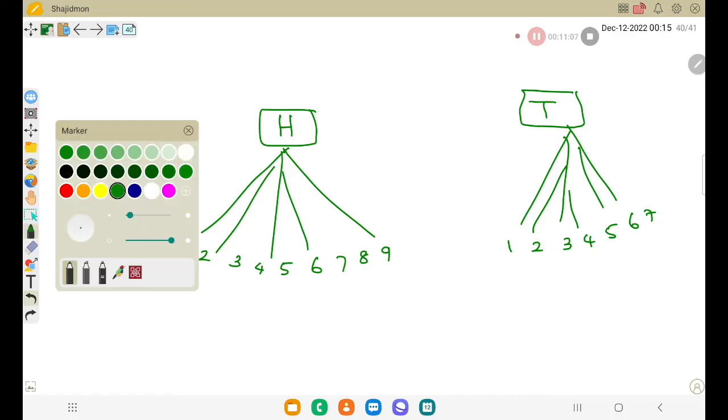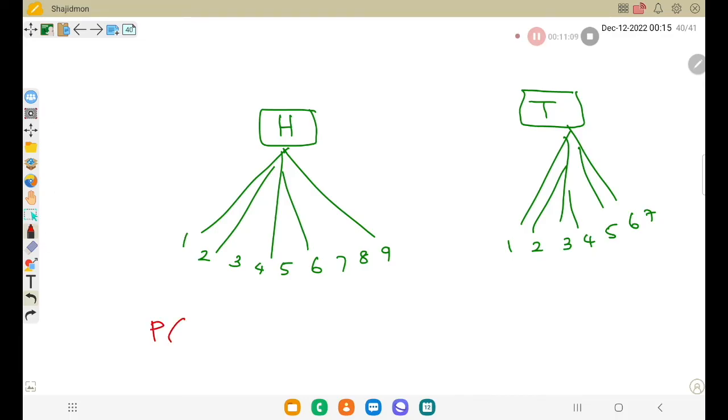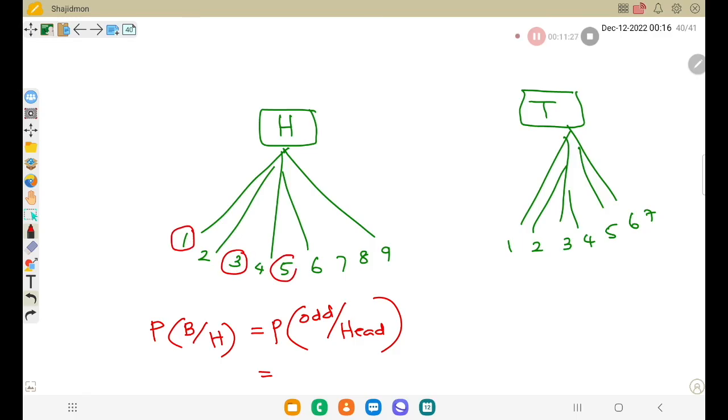Now, first we need to calculate probability of B given H. That means the probability of an odd number given head, correct? Given that head occurred, how many odd numbers are there when head occurs? 1 is an odd number, 3, 5, 7 and 9, correct? So how many numbers? 1, 2, 3, 4, 5. Totally how many numbers are there? 9 numbers. So 5 by 9, correct?